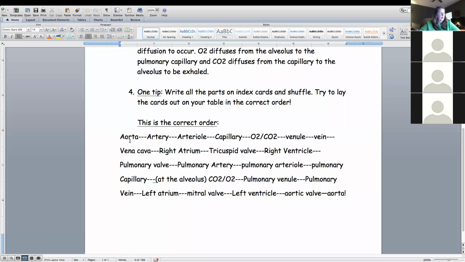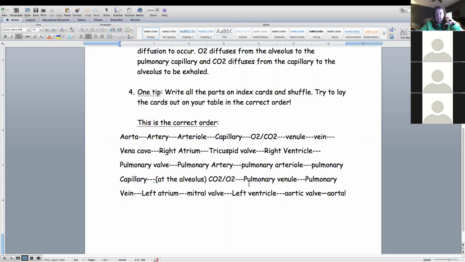But if you look, let me pick up at where I did. I have right atrium, tricuspid, right ventricle, pulmonary valve, pulmonary artery. Now the difference here is what happens. It's the same thing that happens in the body, it's just you add pulmonary to it. So after pulmonary artery, it goes to a pulmonary arteriole, which is a little artery in the lungs. And then it's going to go to a pulmonary capillary. What I've added is the pulmonary capillary is at the alveolus. And at the alveolus, this is where CO2 goes out and oxygen comes into the blood.